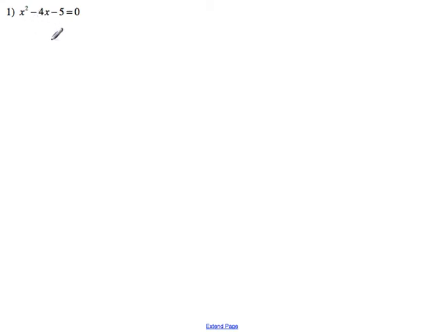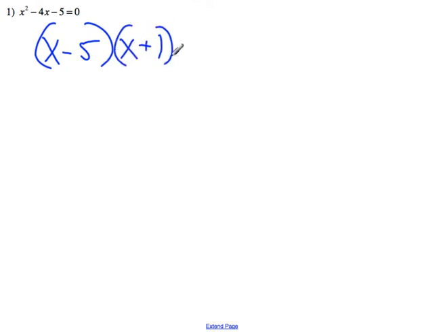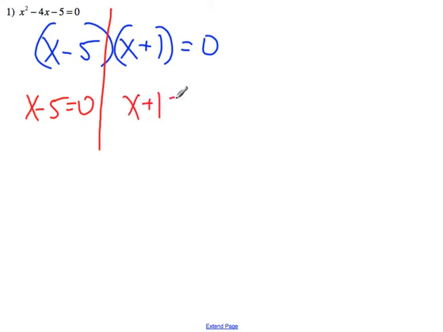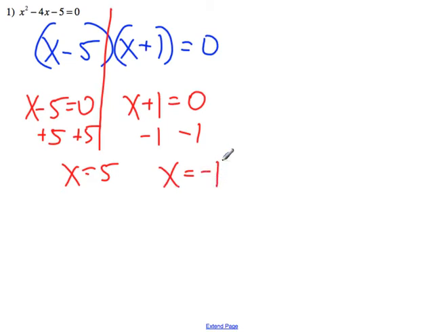So first we have to factor this, and like we did before, it's going to be x minus 5, x plus 1 equals 0. If you're not sure about this, see chapter 1. And then we're going to do split and solve. So it's x minus 5 equals 0, and x plus 1 equals 0. Plus 5, so x equals 5, minus 1, x equals negative 1.